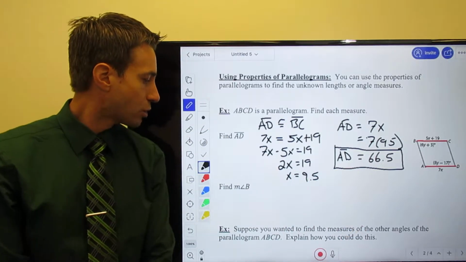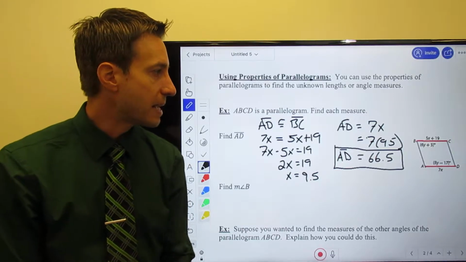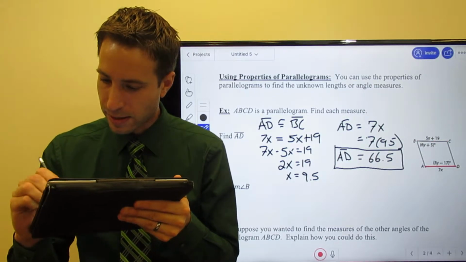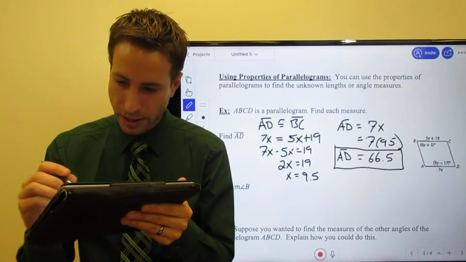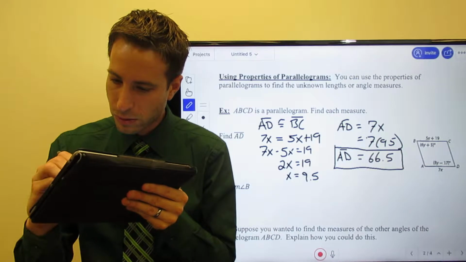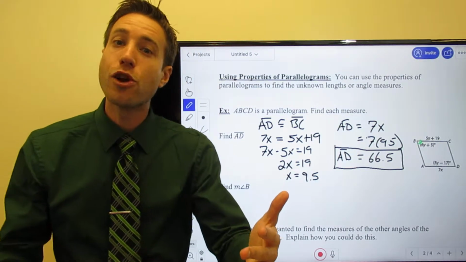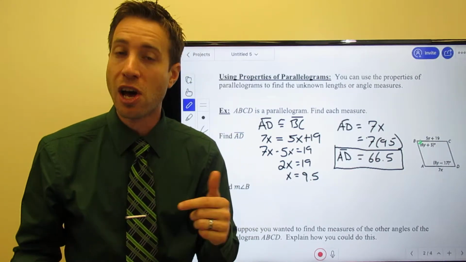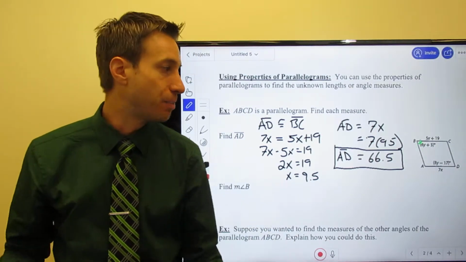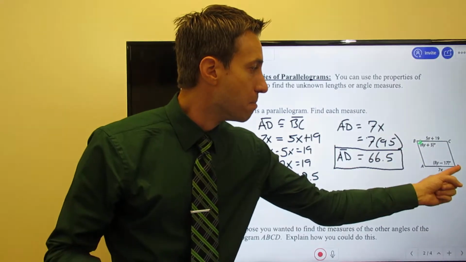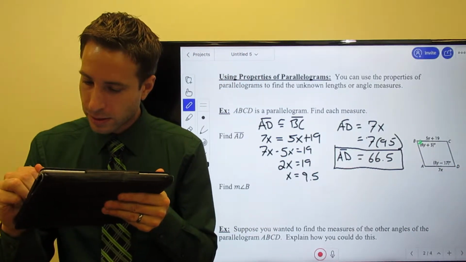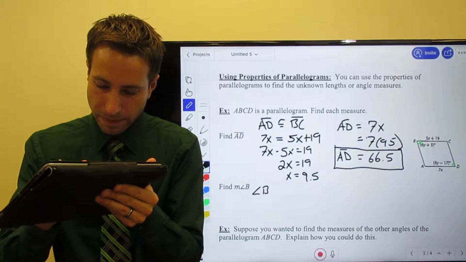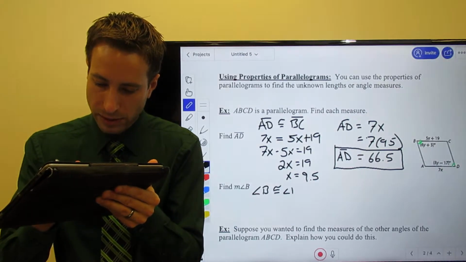Okay, let's keep going. I want you to find the measure of angle B. Well, there's angle B right there. In fact, let me erase that. And angle B is this guy right here in green. Here's what I know about parallelograms. Thanks to the theorem we just talked about, I know that opposite angles of a parallelogram have to be congruent, which means B must be congruent to D. So based on the theorem, angle B is congruent to angle D.